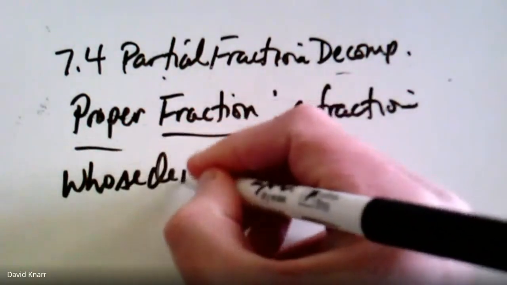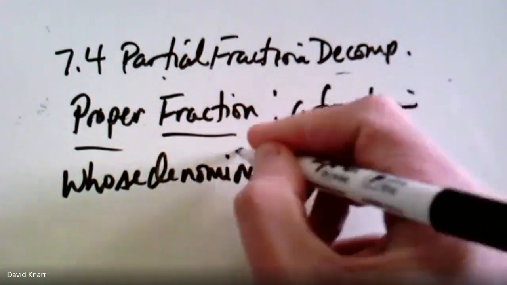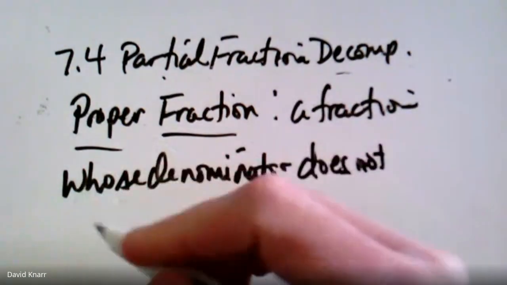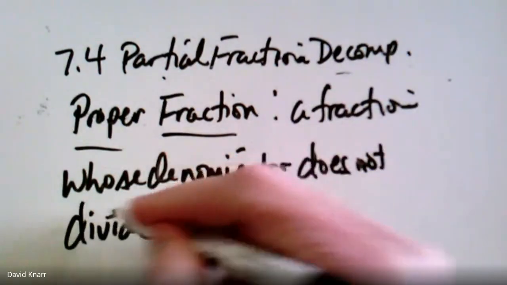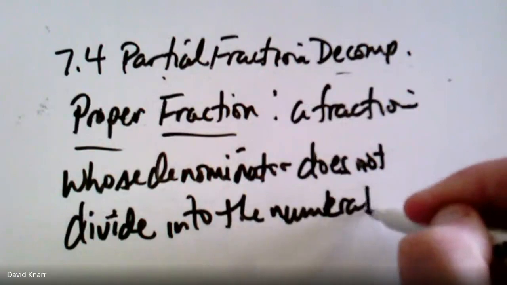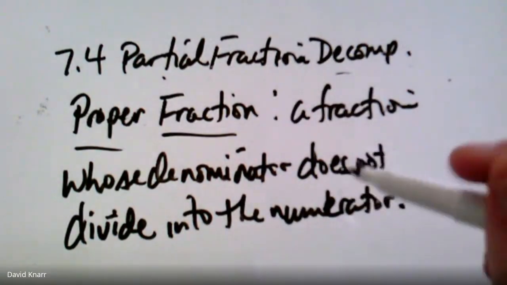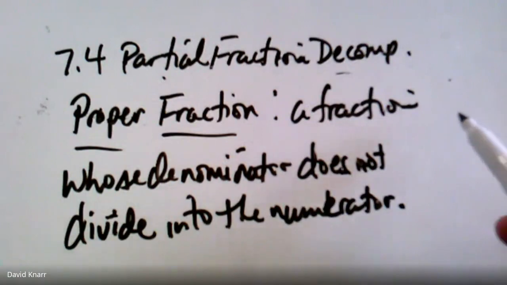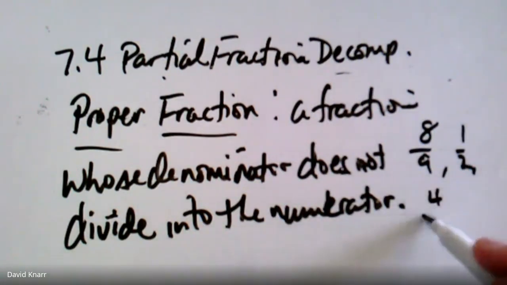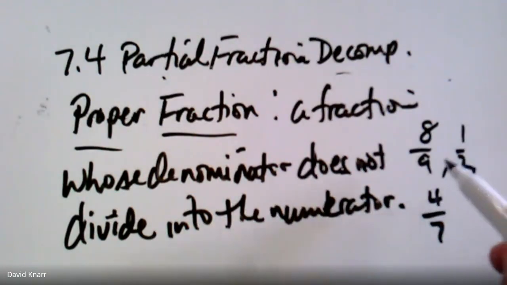whose denominator does not divide into the numerator. I'm going to give you some examples of a proper fraction. So these are all proper fractions: 8/9, 1/2, 4/7. Because 7 doesn't go into 4, 9 doesn't go into 8, 2 doesn't go into 1.